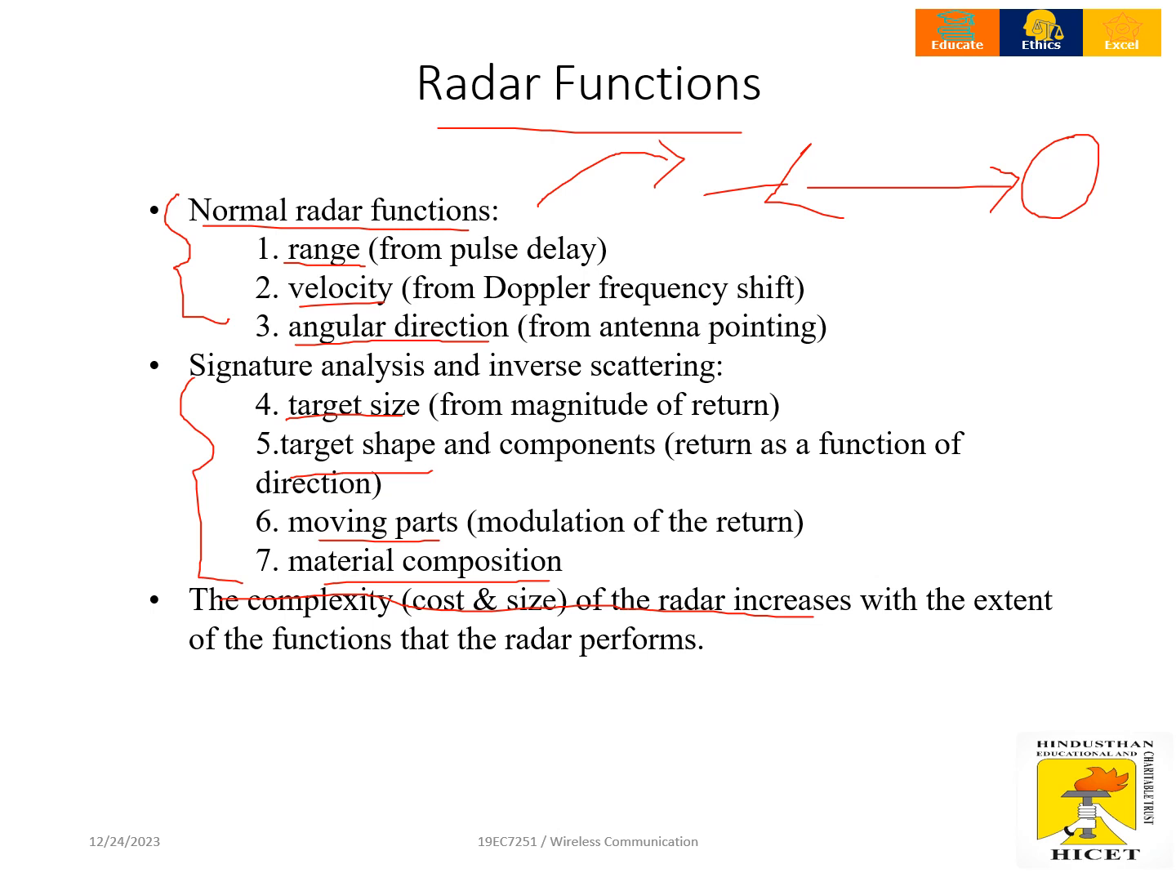If I want to know the size of the target, its shape, in which direction it is coming, and the material composition, it comes under signature analysis. That type of radar will be economically more expensive, and most of these radars are used for military purposes by the concerned governments.